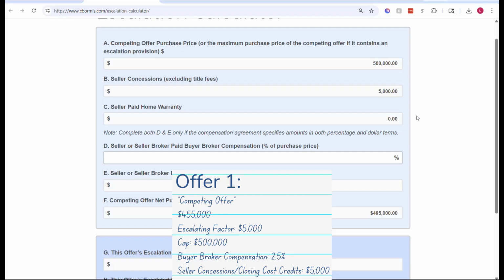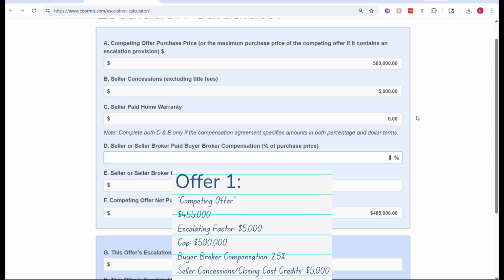Enter any seller or seller broker paid buyer broker compensation, if applicable. The compensation offered in the competing offer is in the form of a percentage and not a dollar amount, nor a combination of the two, so, knowing that information, only box D would be completed. In this example, that would be 2.5%.